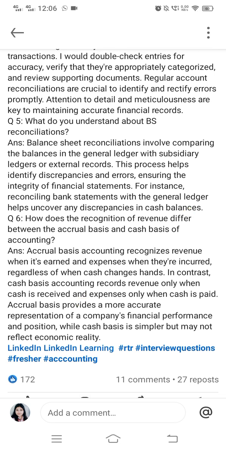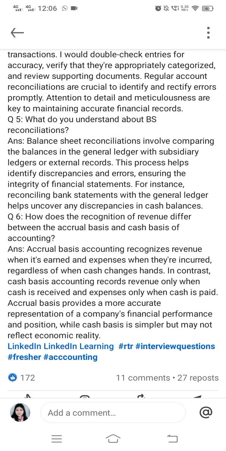of when cash changes hands. In contrast, cash basis accounting records revenue only when cash is received and expenses only when cash is paid. Accrual basis provides a more accurate representation of a company's financial performance and position, while cash basis is simpler but may not reflect economic reality. So this is how the R2R questions are asked to the fresher.